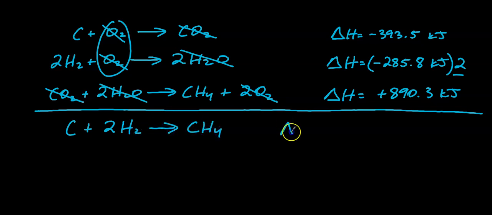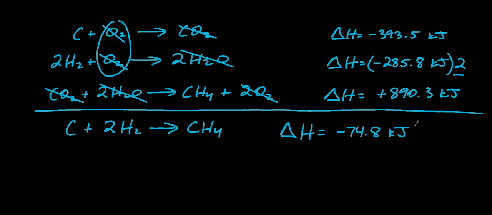And what do you know? That looks exactly like the equation that we're trying to find the delta H for. So we know that our work is right. As long as you change the signs, multiplied your delta H's correctly, then delta H should be correct as well. So when we add all this up, we should get negative 74.8 kilojoules per mole.